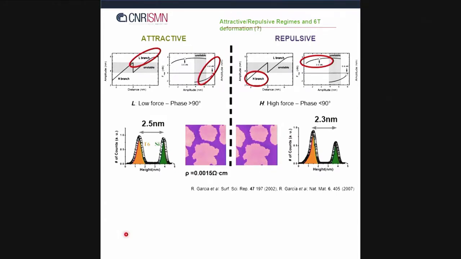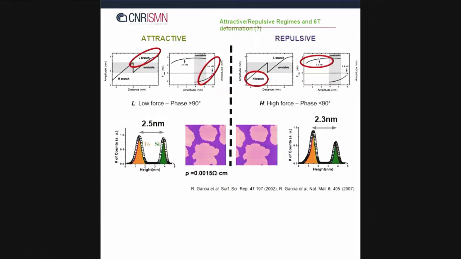What changes between these two regimes is the force that you apply to produce a tapping mode image. In the attractive regime, you have a force which is roughly a few hundreds of piconewton. Instead, when you pass to the repulsive regime, you press much more on the sample, and you have a force that is roughly a few nanonewtons, okay? At most, with a very stiff cantilever, you have something like 10, 12 nanonewtons, okay?